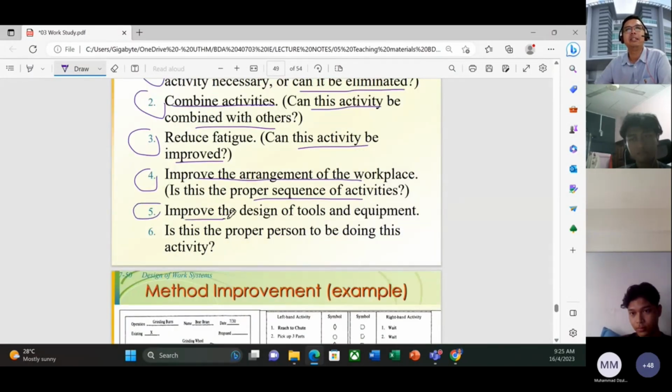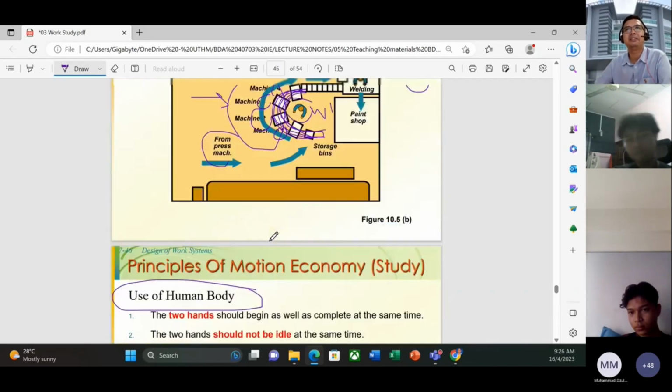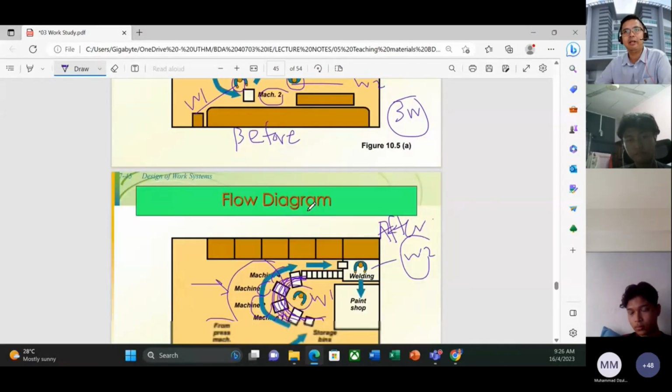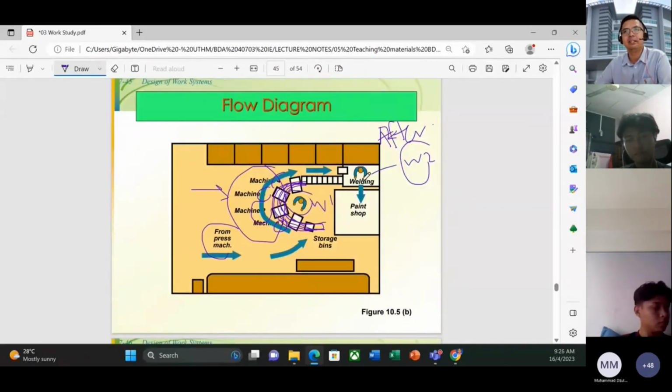And does it improve the design of the tool and equipment? Yes, we are looking at details. Is it the proper person to be doing this activity? Yes. So rather than the 3 workers we need, we can use only 2 workers. Then in order to avoid repetitive work, we can also do job rotation. For this one, job rotation from 8 until 12.